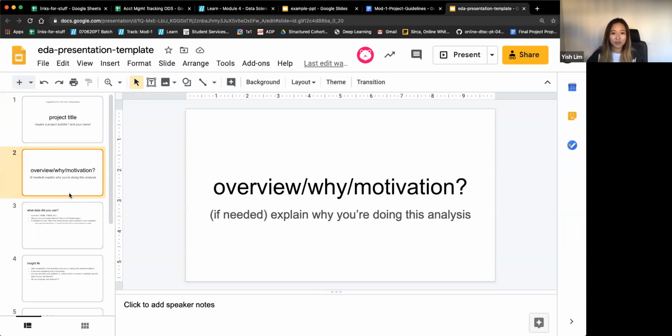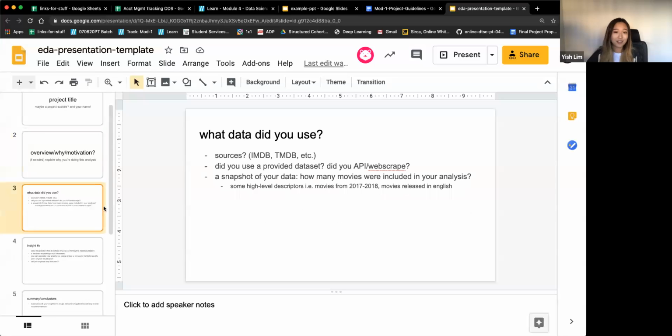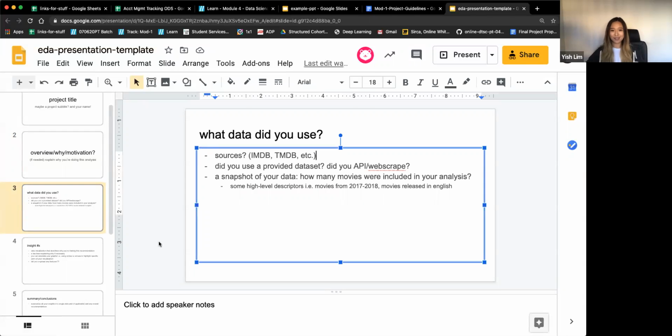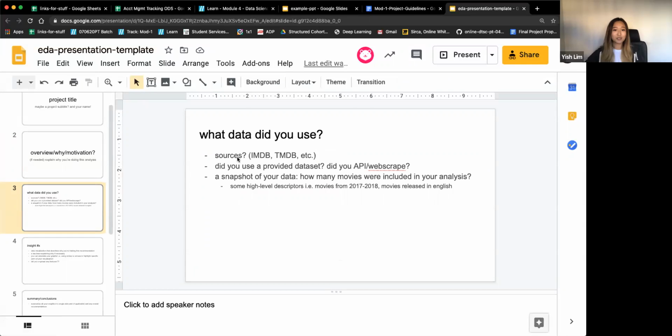After going through your overview, you should then talk about what data you're using. I know we all got the same data sets provided, but it's always good to mention, because imagine that when you're presenting your project, we're all stakeholders here. We don't know that you were provided this data set. So just mention where you got your data from. It's always useful to say, all right, IMDb, TMDb, did you use an API? And if you did, which specific APIs?